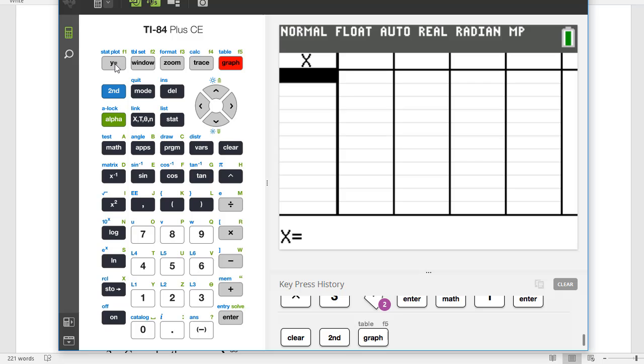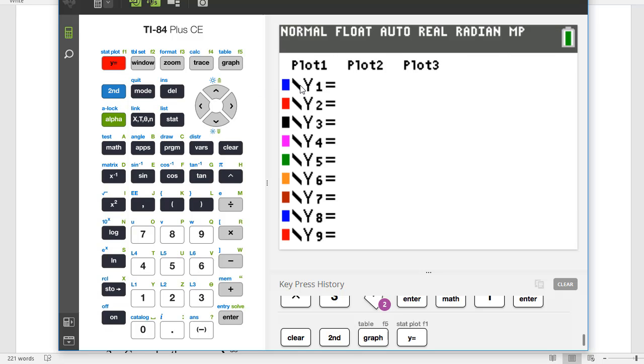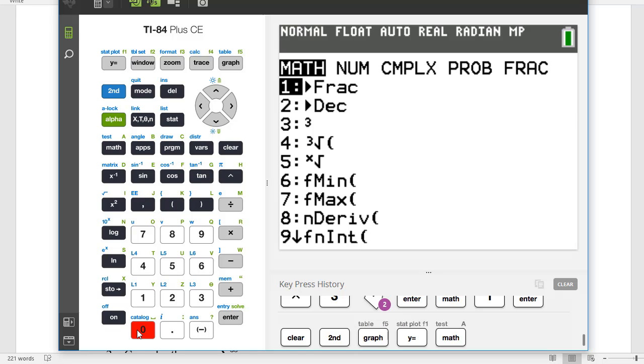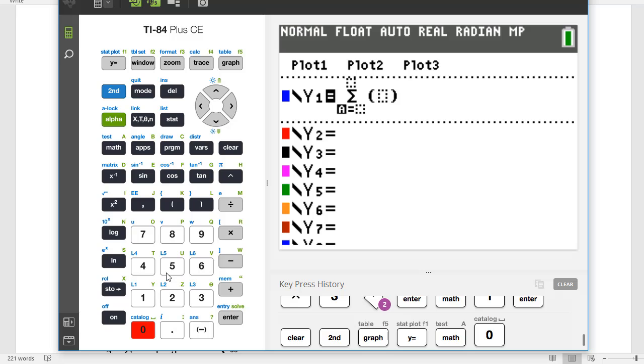So here's how I'm going to do that. Let me go to y equals. And then in the y1, I'm going to call out the sum feature. So I'm going to go to math. And then I'm going to punch 0, and here's my summation. And again, I can use any letter that I want here, but I'll stick with the I that we were doing. So again, I'm already in alpha. I'm going to hit I, goes from 1.